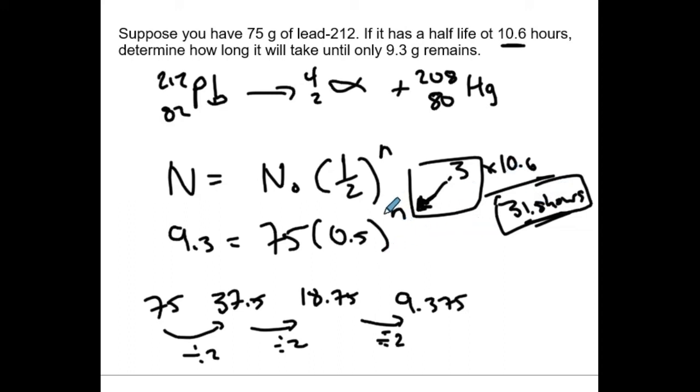All you have to do, if you're solving for a half-life, is figure out how many times it takes to turn a 75 into 9.3. It took 3 times. I did 75 times a half 3 times. And so 3 half-lives times 10.6 is how long it takes.